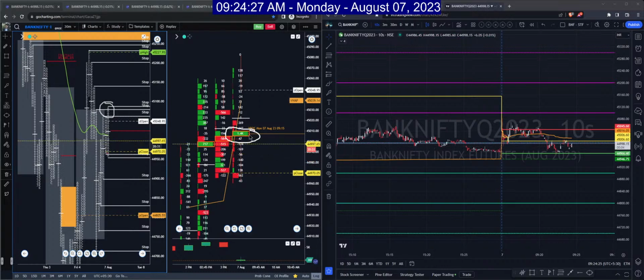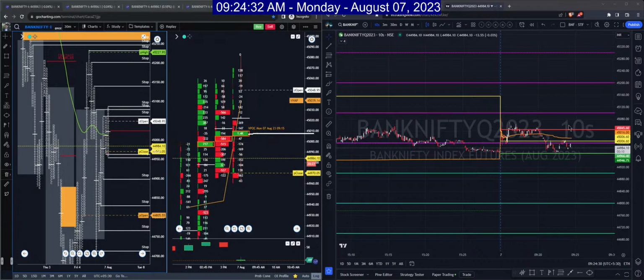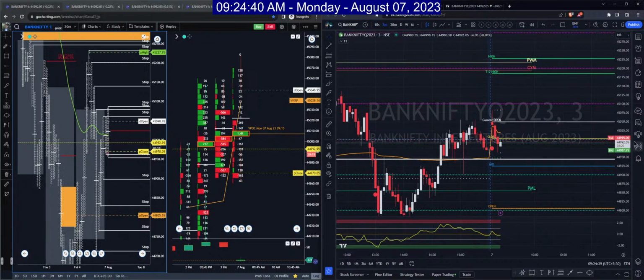For a trade plan, I'm waiting, observing the reaction at this level. VWAP is where supply is present. 45,000 is again where supply is present. Let me just look at the bid and ask. Where is the seller? The seller is at 44,995.